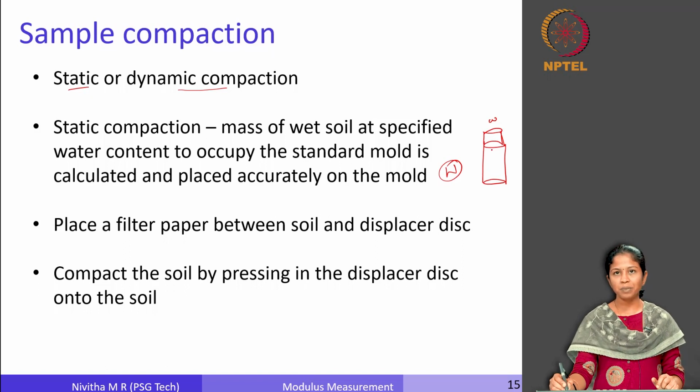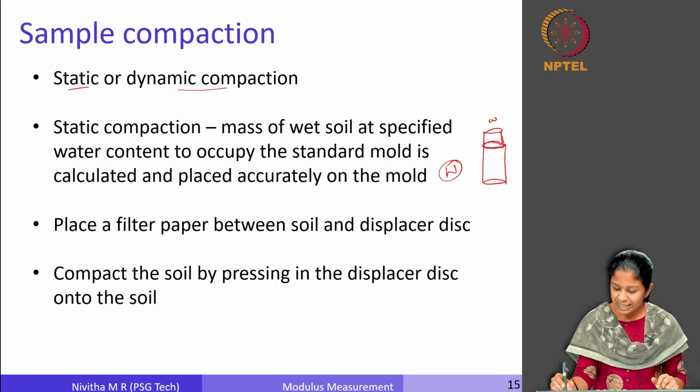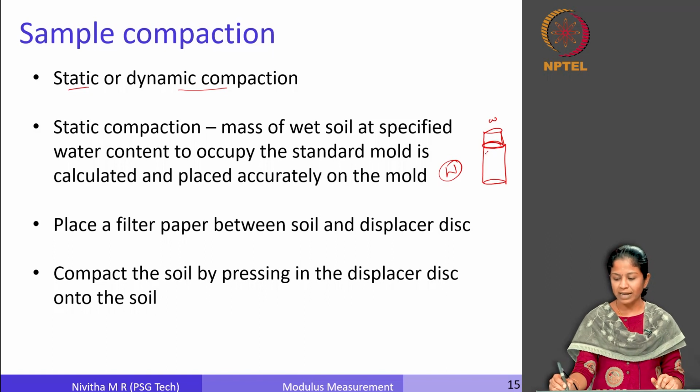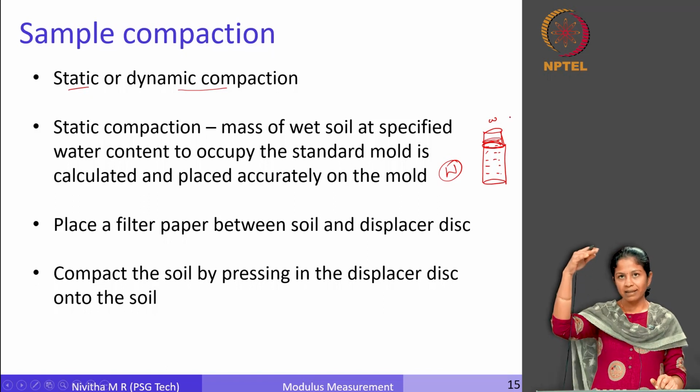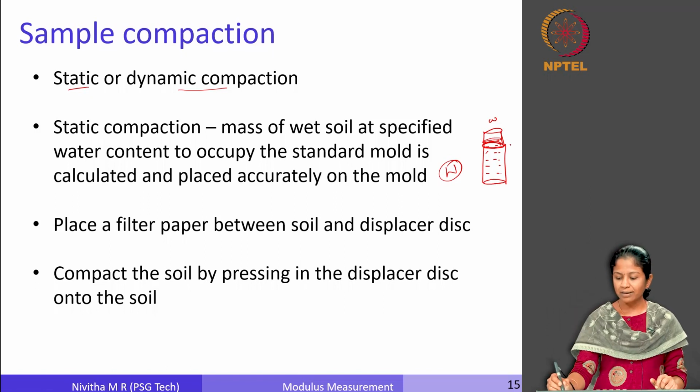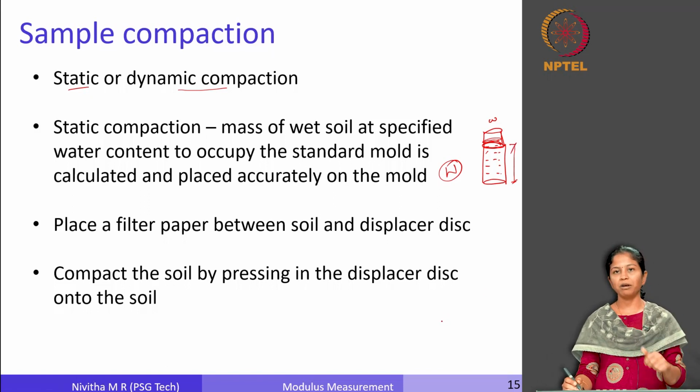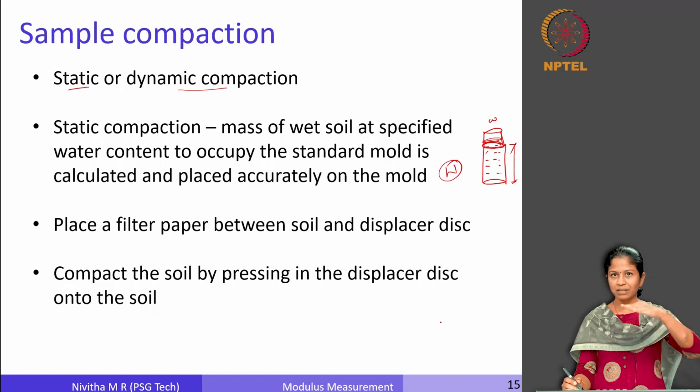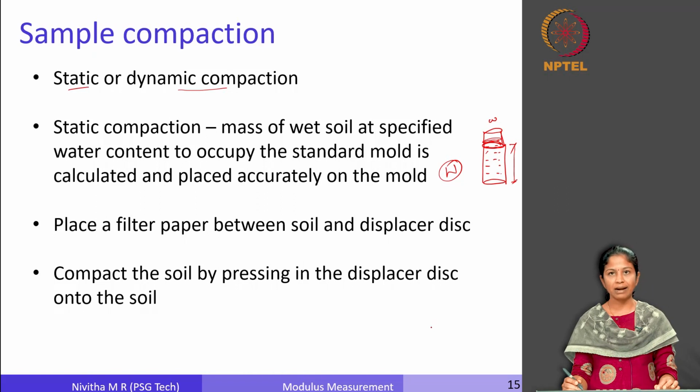Before you place the displacer, we will be placing a filter paper on top of the soil. Let us say this is my soil here. I will be placing a filter paper on top of the soil, then I will be placing the displacer disc and then I will be slowly compacting until I reach this particular height. Okay. So, this is static compaction, you do not apply any kind of repeated load. You take the exact amount of soil and then press it once to fill your mold exactly.